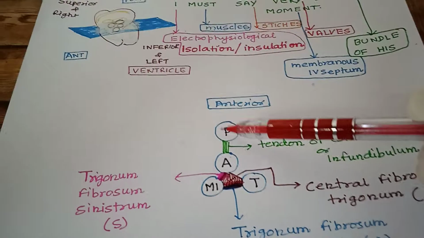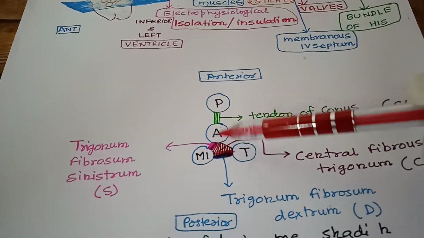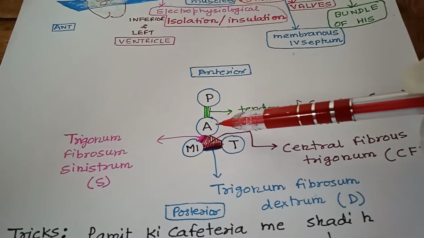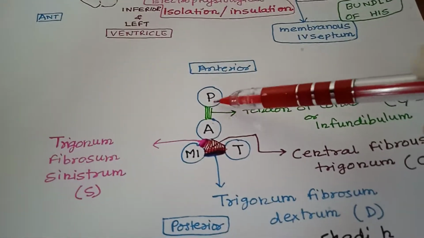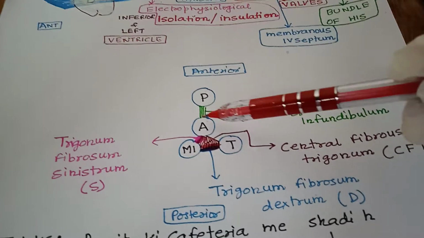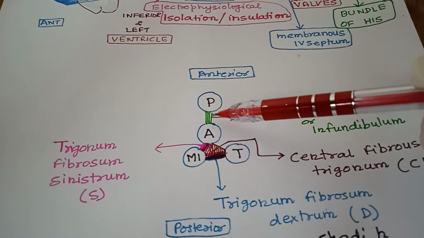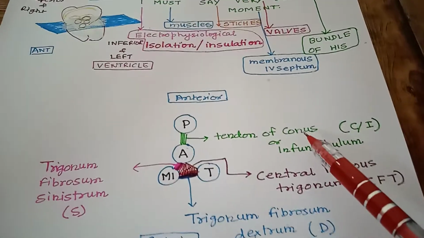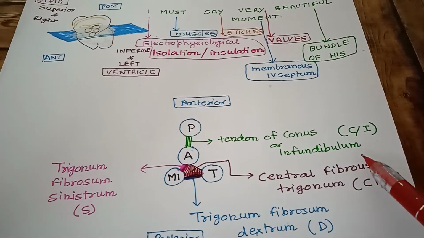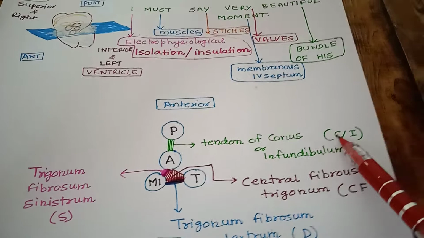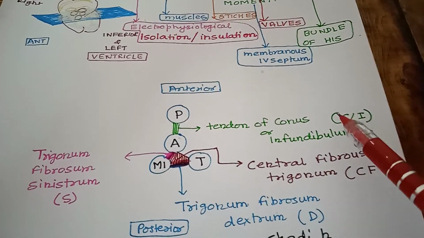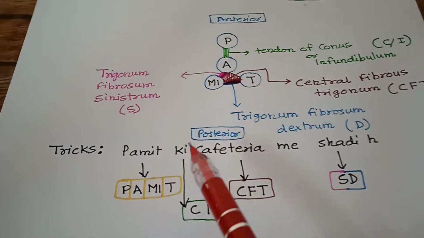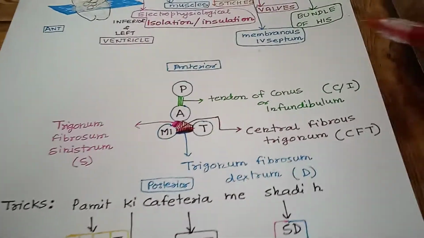These fibrous tissues are arranged in ring fashion and now they are interconnected. Here the pulmonary and aortic rings are interconnected with a longitudinal strap, known as the tendon of the conus or infundibulum. C for conus, I for infundibulum. Pamit key, CI key.